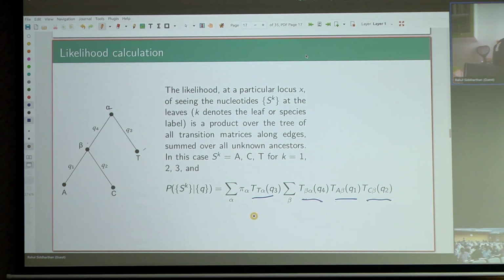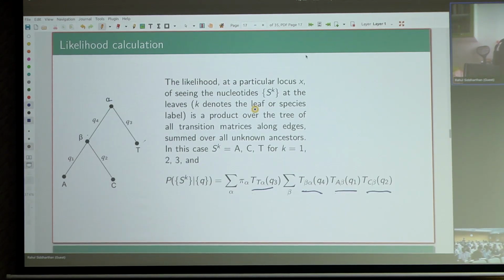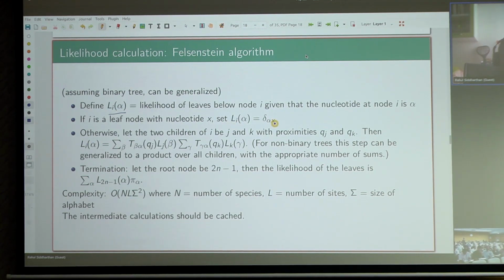So the standard algorithm is again given by Felsenstein in the same paper. Essentially, you define this variable, likelihood sub i of alpha, the likelihood of the leaves below node i, given that the nucleotide at node i is alpha. For example, let's number these nodes 1, 2, 3, 4, and 5. The root node is 5. So the likelihood sub 4 of A is the likelihood of seeing A and C here if this nucleotide were A. For the leaf nodes, you can set it as simply delta functions, Kronecker deltas. And otherwise, you can calculate it from the leaves recursively.